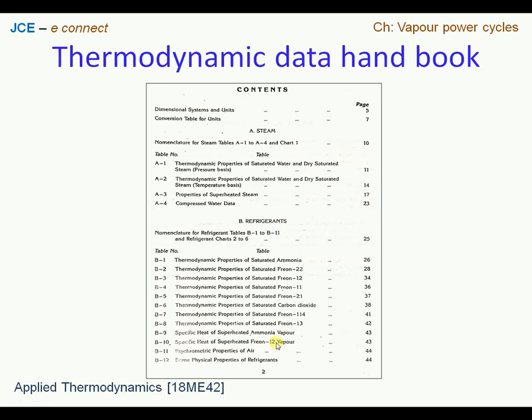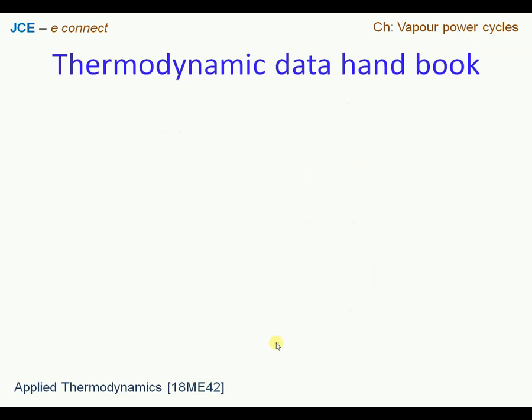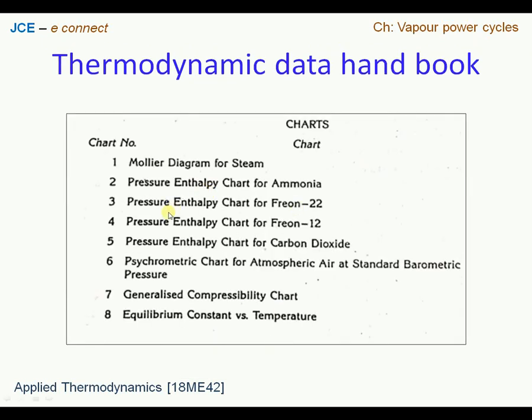Likewise, we also have some specialized charts in this data table. We have the Mollier diagram, the h-s diagram, and also a compressibility chart. We also have psychrometric charts. So when we are studying psychrometric processes or air conditioning processes, one can refer to these charts.